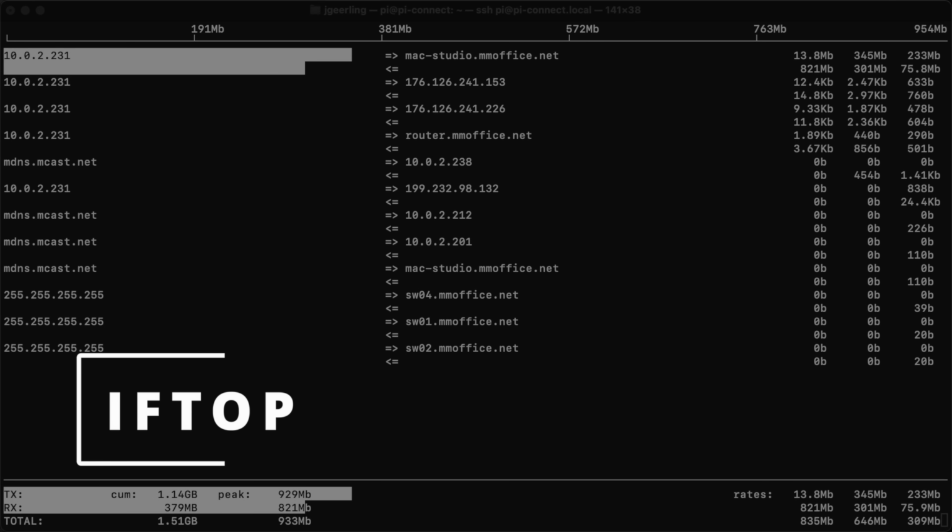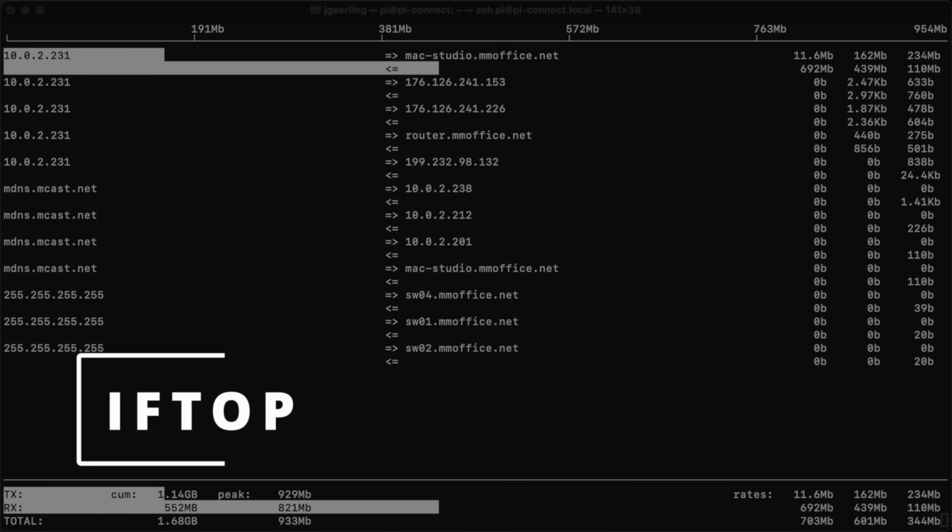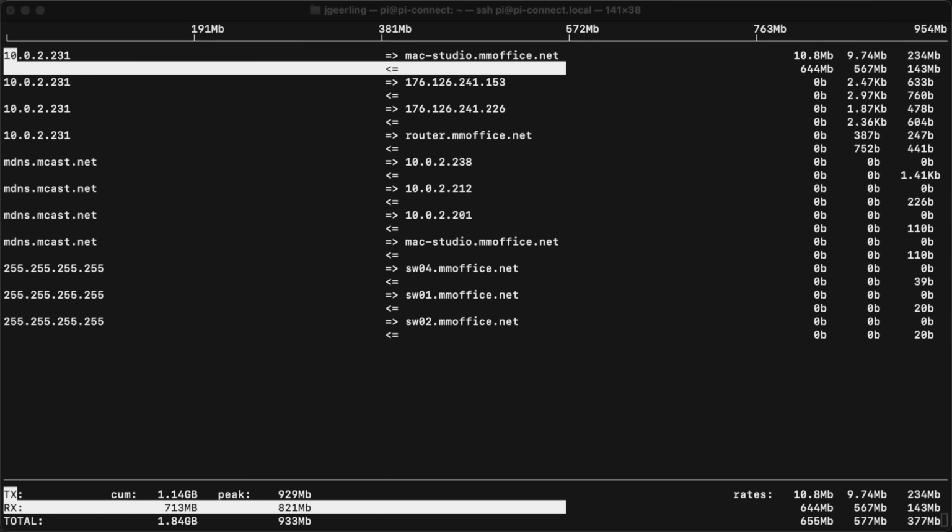And kind of the polar opposite of that, focusing very narrowly on just one thing, there's iftop. And this is really useful for seeing network traffic in and out on a particular network interface. So right here, I'm using it on a Raspberry Pi to see the traffic that's going to and from one of my Macs.